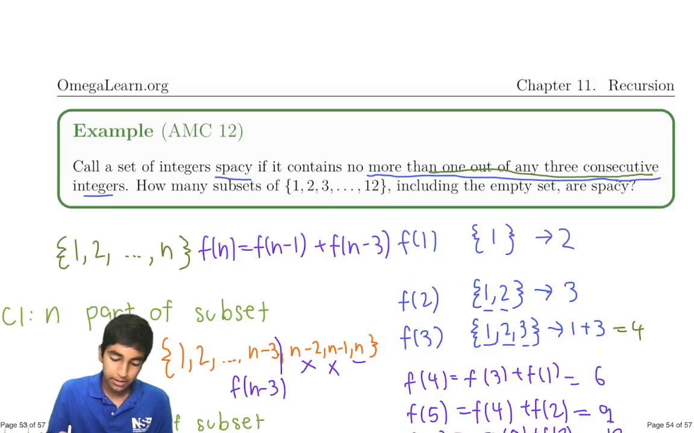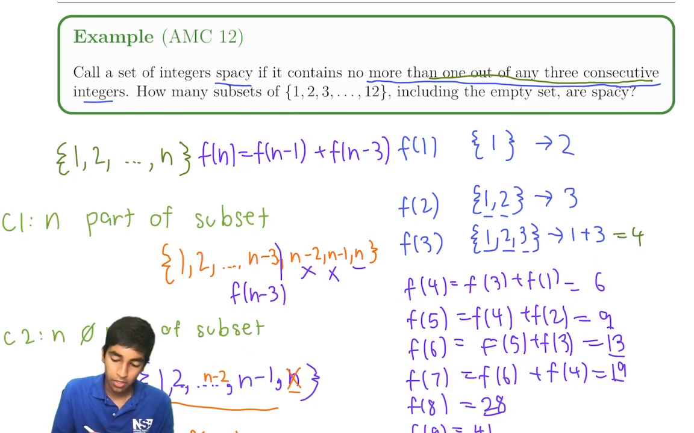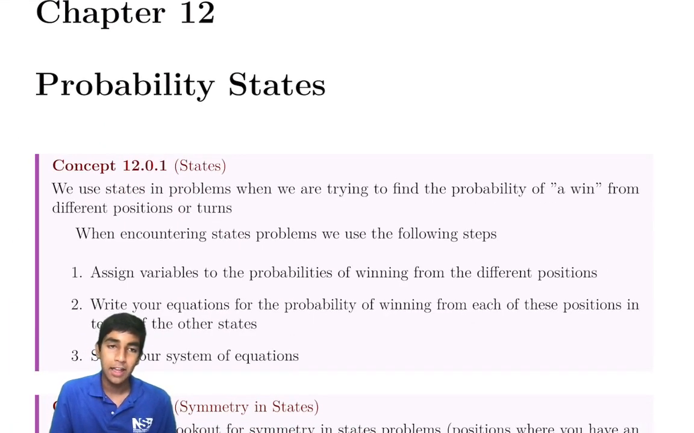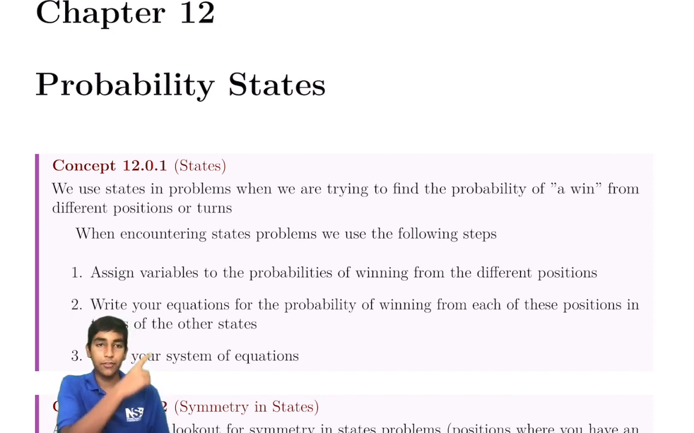Okay, so basically, we found the recursion, we found the base cases, and then we plugged it in to get our answer. The standard pattern for a recursion problem. But sometimes we have to use recursion for probabilities, and this is what we call states. Now, states is very powerful, but you're going to have to check it out in the next video over here.